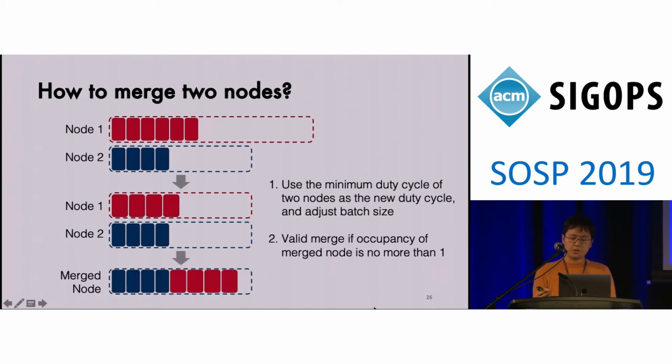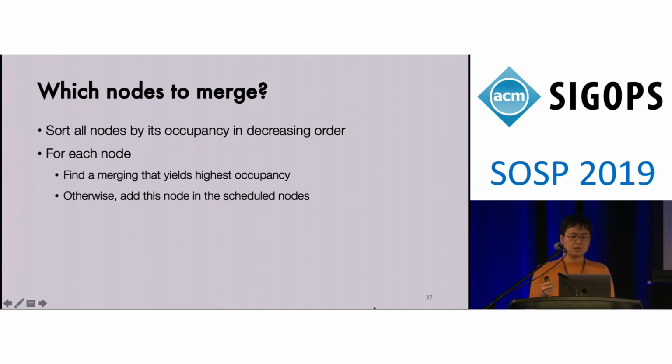And then we just verify whether the occupancy of the merged node is greater than 1 or not. And in order to determine the merging order, we follow the same heuristic as the greedy algorithm used for the bin packing problem. We first sort all nodes by their occupancy in decreasing order. And for each node, we first try to find a merging from already scheduled nodes that yields the highest occupancy. Otherwise, if we fail to find such a node, we directly add this node into the scheduled nodes.